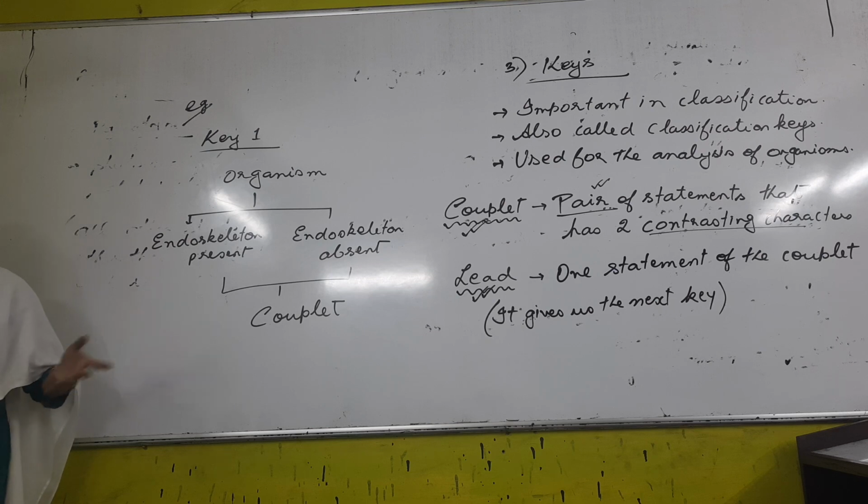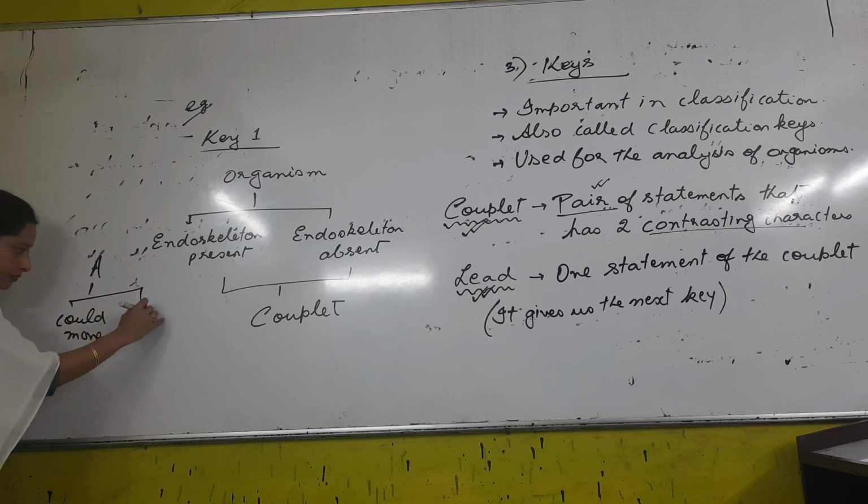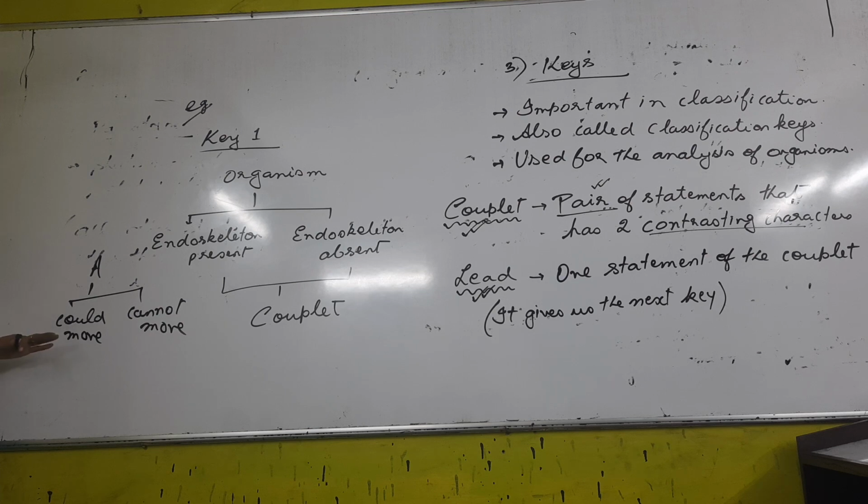Another example could be, as I said, you go to the field, you identify an organism A, and the first key could be moving. The first question would be: it could move or it cannot move, right? Out of these two statements, it's not that you will choose both. You will choose either: it can move or it cannot move.